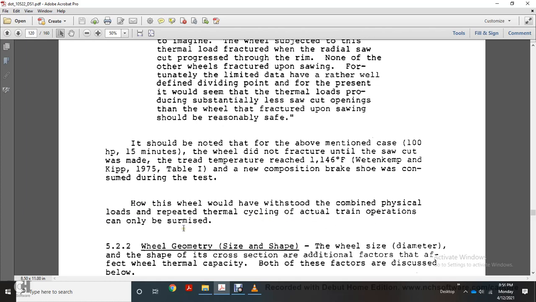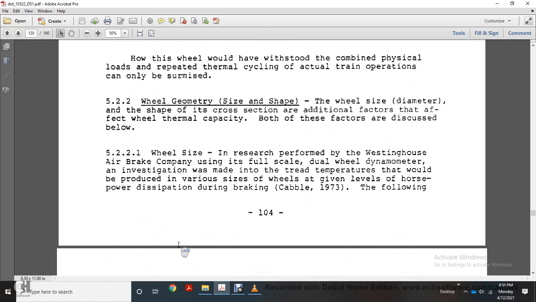Wheel geometry, size, and shape. Wheel size, diameter, and the shape of the cross section are additional factors affecting the wheel thermal capacity. Both of these factors are discussed below.